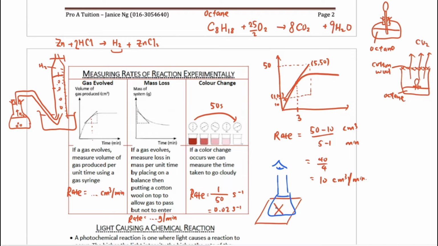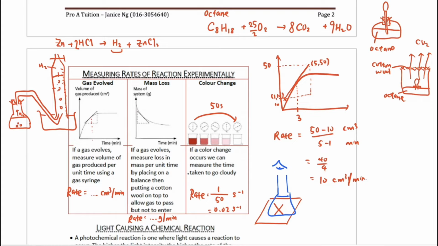At the end, you can't see the cross, that means after some particular time, because they form solids. So initially it's clear. After that, you can't see the cross because of the formation of some precipitate or solid. And then you record down the time where the cross disappears.